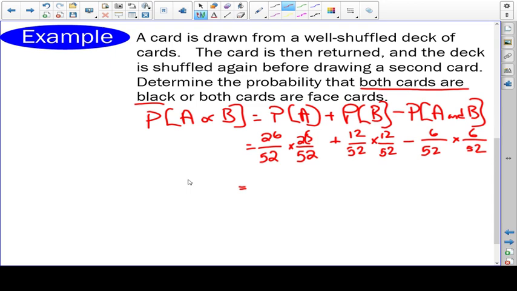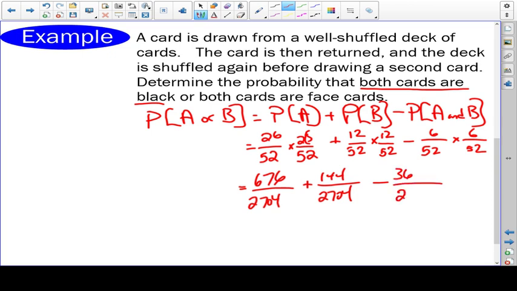Now, what's 52 times 52? You could check it on your calculator. In fact, I will, but I think I know what the answer is. I think it's 2704. Yeah, it is. But 26 squared is 676. So that's 676 over 2704 plus 144 over 2704 minus 36 over 2704.